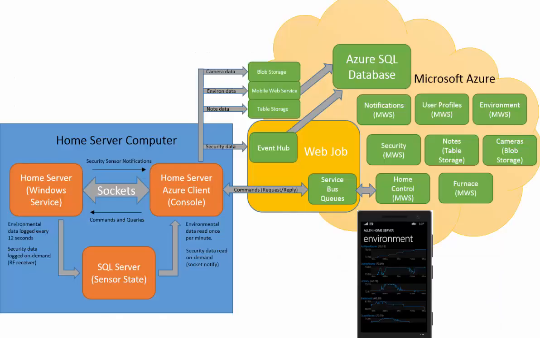So the architecture is I've got a home server, and on there I've got a home server Windows service that I wrote that handles everything with the house. It logs the environmental sensors every 12 seconds to a SQL Server database. It logs the security information from those wireless door sensors on demand. As it receives something over the RF, it goes ahead and logs it immediately to the SQL Server.